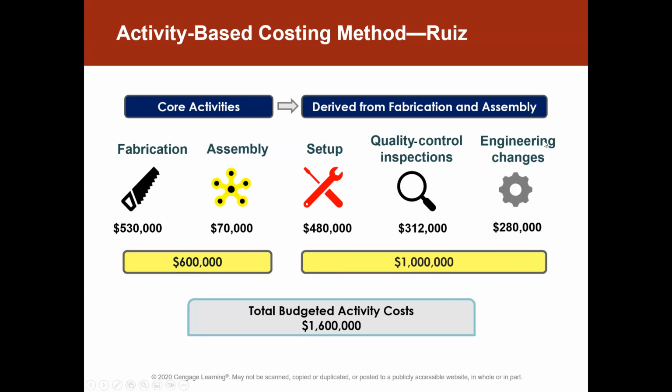One product, for example, might have many engineering changes, where another one is a more simple design, something that we've made time after time, and it may have no engineering changes. So it makes sense that the product that is more complicated or newer is going to bear more of the cost of these engineering changes.